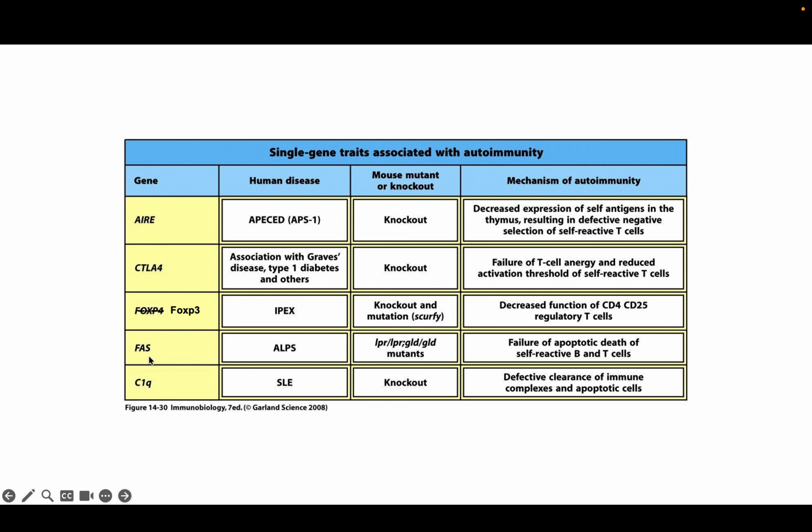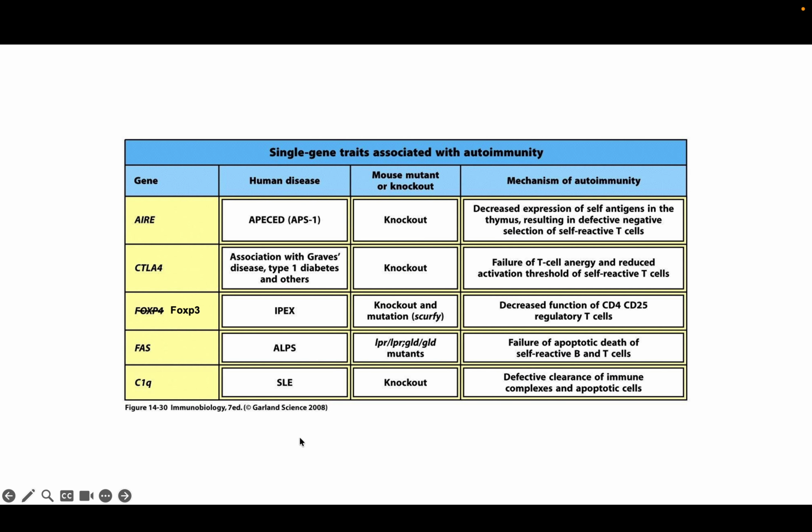FAS. The FAS receptors are the death receptors. We learned that in the periphery, if a reactive T cell or B cell is able to react with a self antigen very strongly, it goes into death. And how does it do that? Through the upregulation of FAS receptors. If you remove FAS receptors, you're not able to remove self-reactive B and T cells. So you have ALPS syndrome, which is very similar to this. You actually have multiple types of immune diseases.